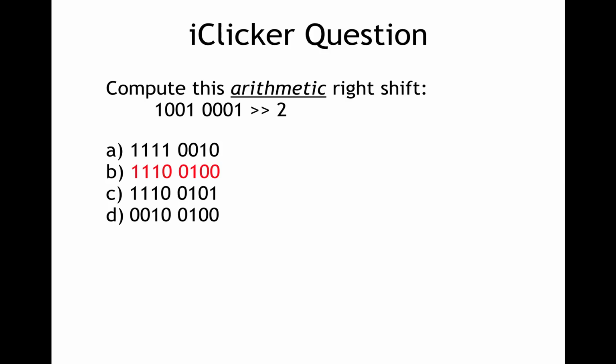The answer here is this one. Because we shift, and the most significant bit is 1, first we throw away the 01 on the right side. Then we put the significant bit, which is 1, on the left side. So it gives us 1110 0100.